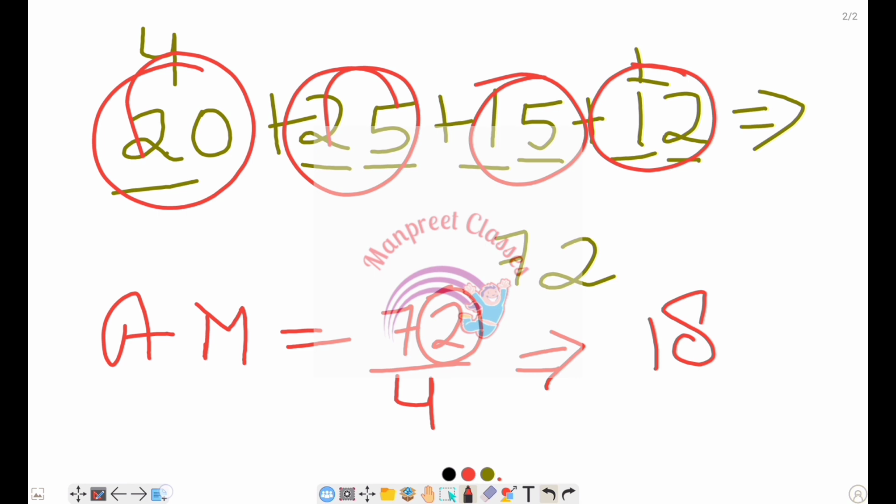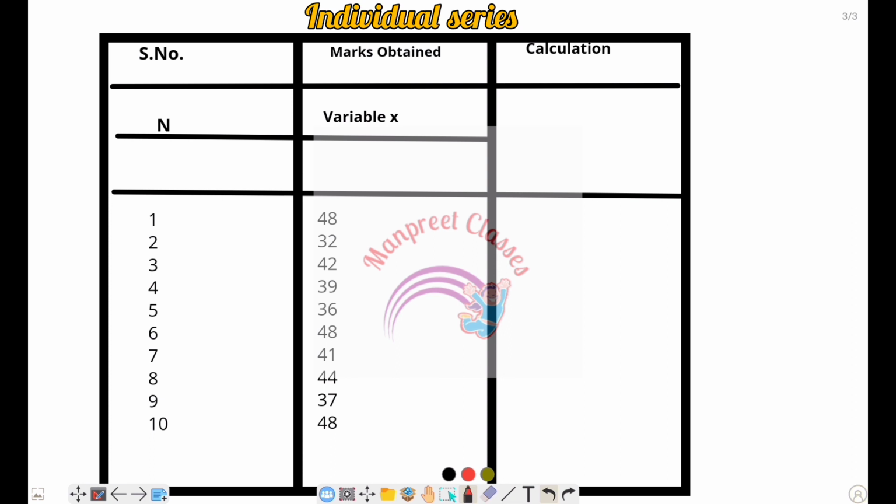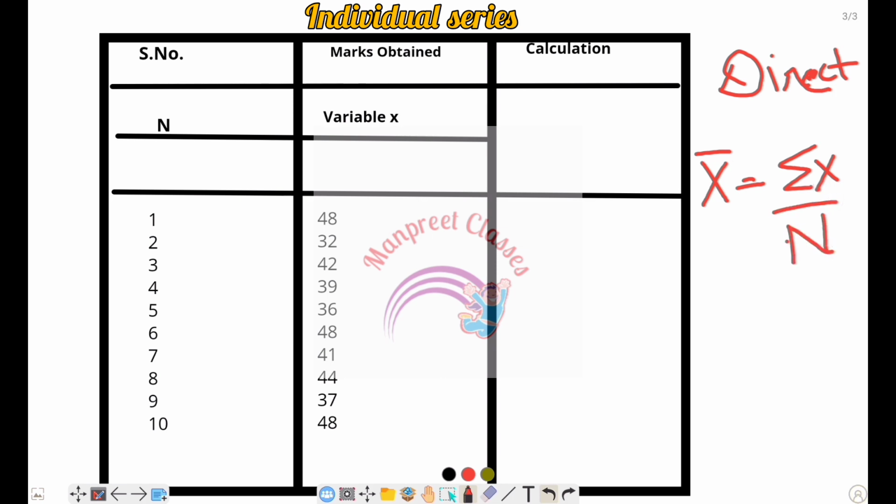Now let us take one more example to understand it more clearly. Here is the information given about 10 students and the marks obtained by them, and a question is asking us to find out mean by direct method. Now we are going to discuss two methods of finding mean with the same example. The first method is direct method. Direct method is the same method which we have studied right now. So mean is defined by x bar is equal to sigma x, that is total of all the values, upon n, that is number of variables.